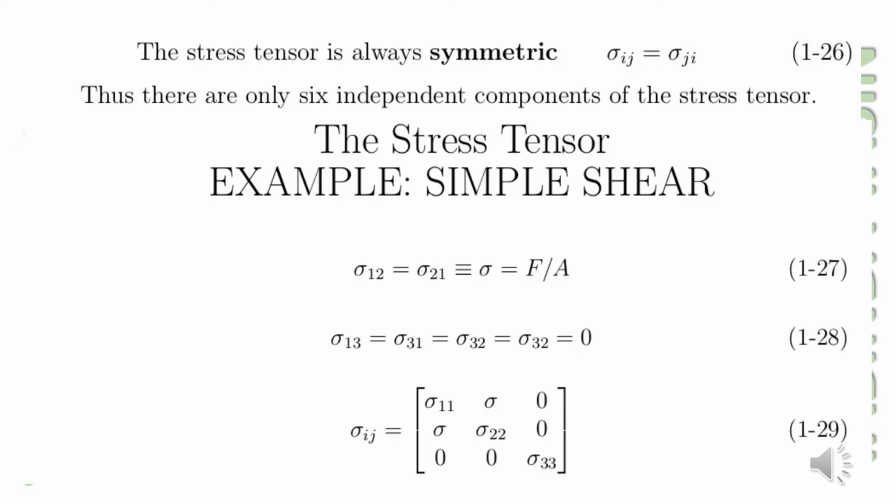So we can write sigma ij is equal to sigma 11. At the place of sigma 12 we write sigma, and at the place of sigma 13 we write 0. At the place of sigma 21 we write sigma. Sigma 22 is written as it is. At sigma 23 we write 0. At sigma 31 we write 0. At sigma 32 we write 0, and sigma 33 is written as it is.